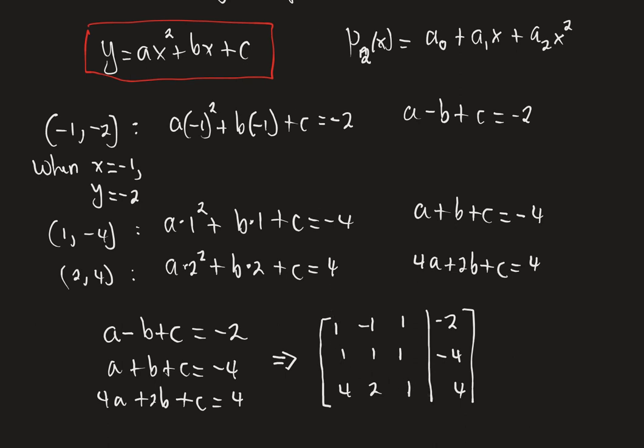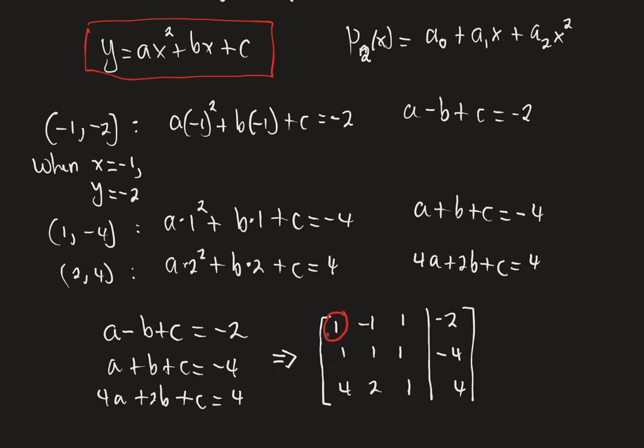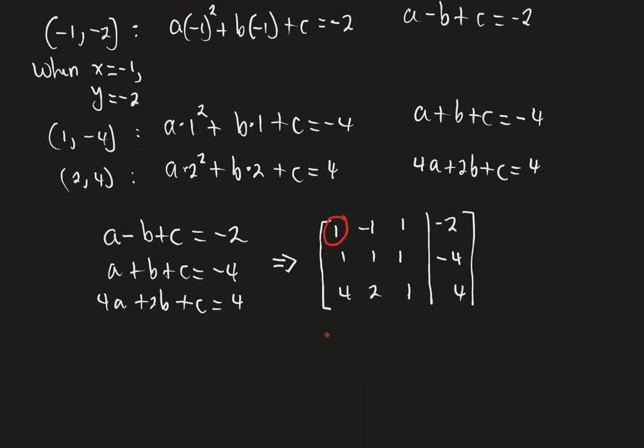What's nice is the way it's set up, we have our pivot of 1. So now let's go through our elimination. I'm going to do this operation first. I'm going to take negative row 1 added to row 2, and then -4 row 1 added to row 3.